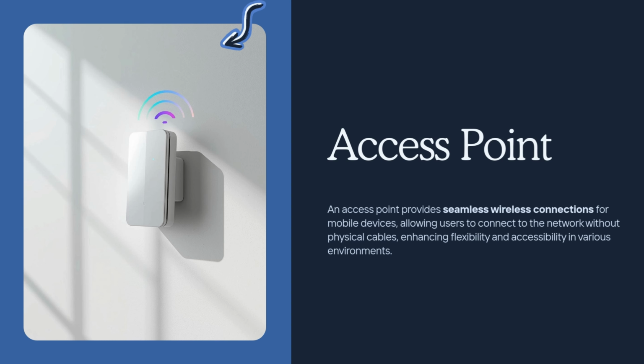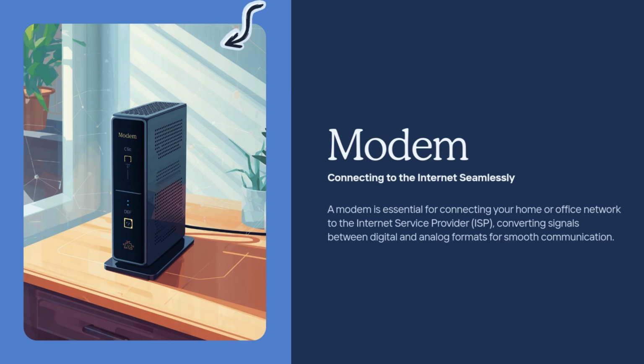What is an access point? An access point provides Wi-Fi. It lets devices connect wirelessly instead of using cables, and it helps extend the range of your network. What's a modem? A modem connects your home network to your internet service provider. It converts signals from your ISP into a form your router and devices can understand.